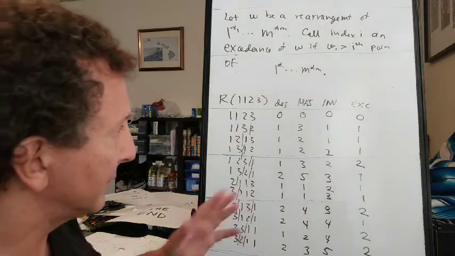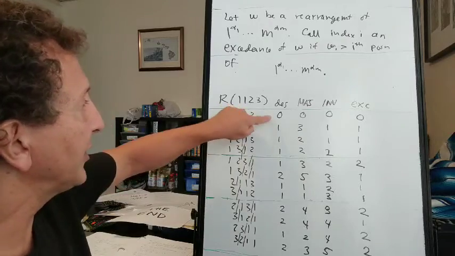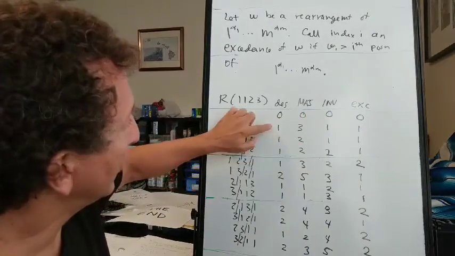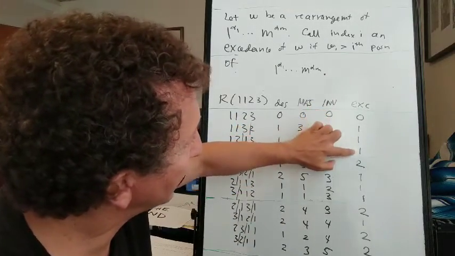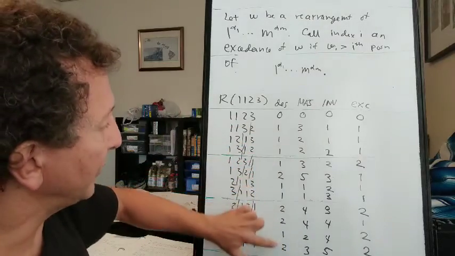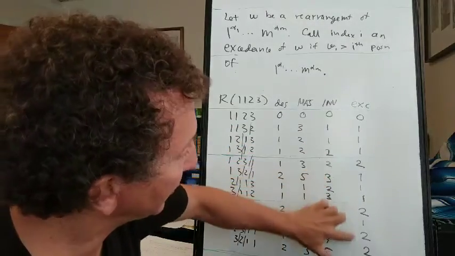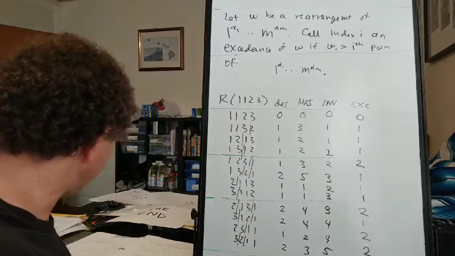Alright, now this should be equally distributed with descents. So we have a single zero, 1, 2, 3, 4, 5, 6, 7 ones, and 1, 2, 3, 4 twos. Okay, so I did this example correctly.